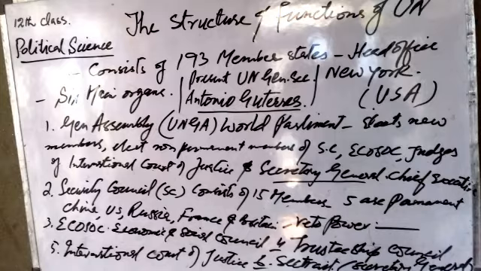The fourth organ of the UN is the Trusteeship Council. It has 14 members to look after areas liberated from Japan and Germany after the Second World War. With decolonization, however, its importance has declined.